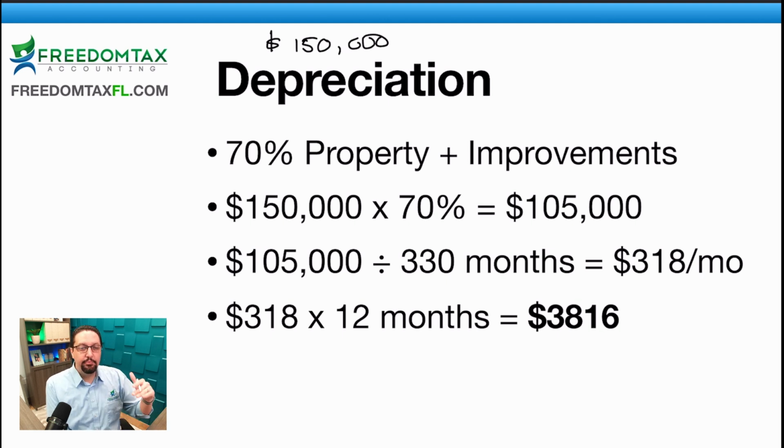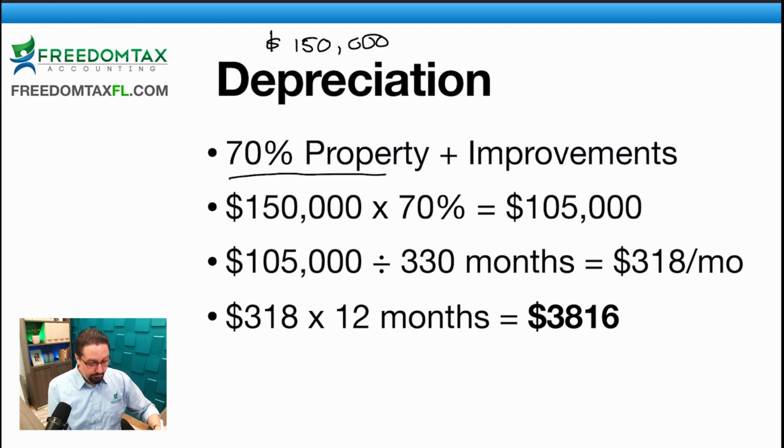Now, there are many depreciation formulas. The most common one is that you take 70% of the property value, okay, plus improvements. Let's say that you build a pool, or that you put a new roof on the property. Those types of improvements you cannot deduct entirely in 1 year. You have to depreciate those capital improvements. Okay, in this example, we're not going to put any improvements.